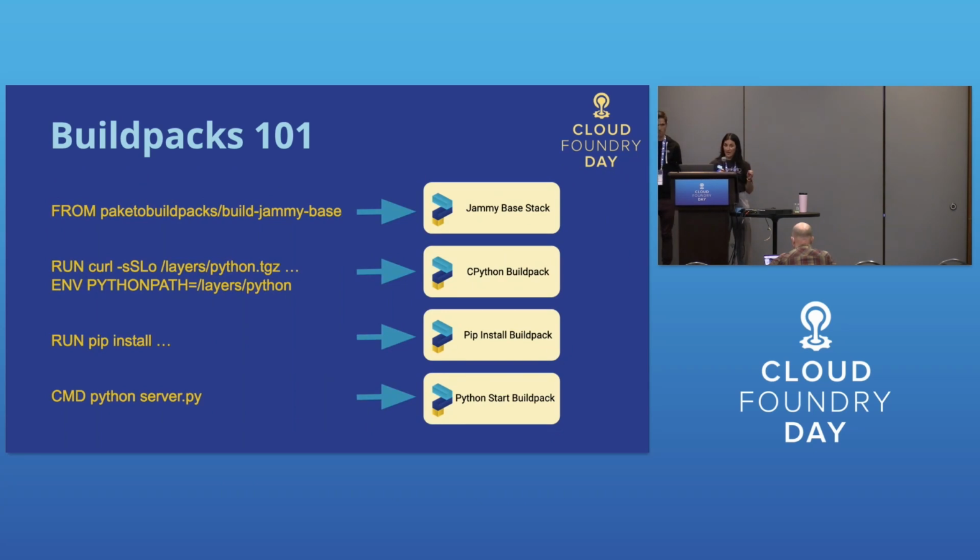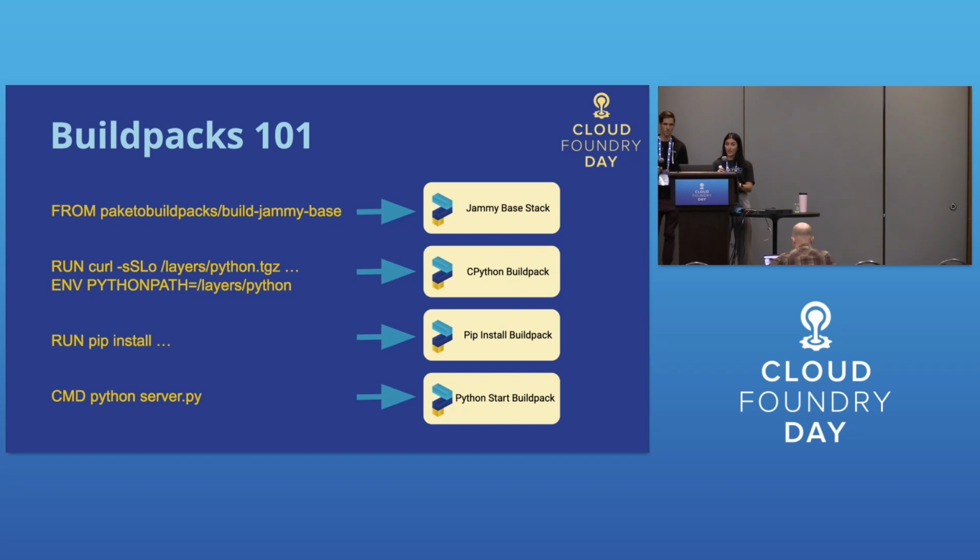Just to really drive it home, if you were using a Dockerfile to containerize a very simple Python application, we'll just show how that kind of translates to the build pack steps that it would do during a build. So the first thing that you usually find in a Dockerfile is this FROM line, where you're specifying the base OS image. So in this example we have the Paketo Buildpacks Jammy base image, and that is the equivalent of just using the Jammy base stack.